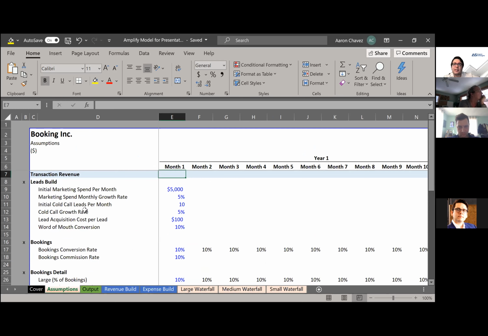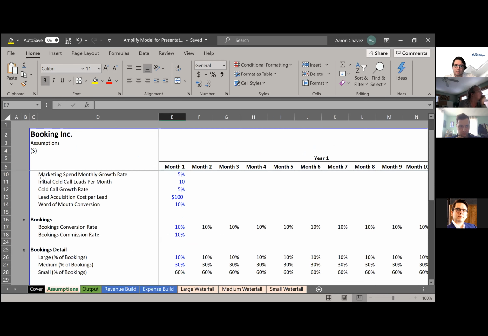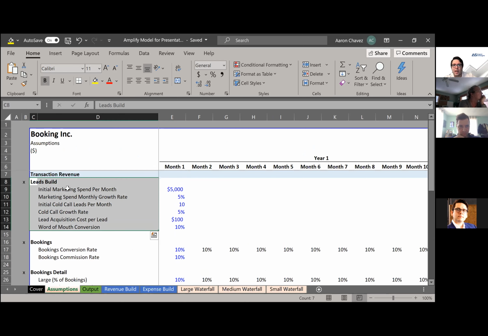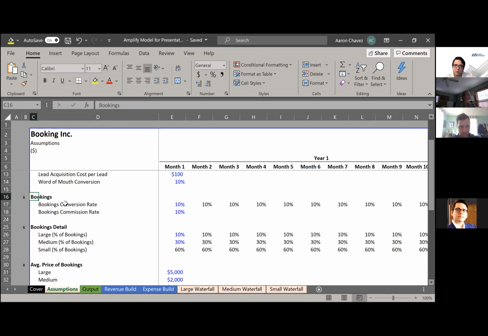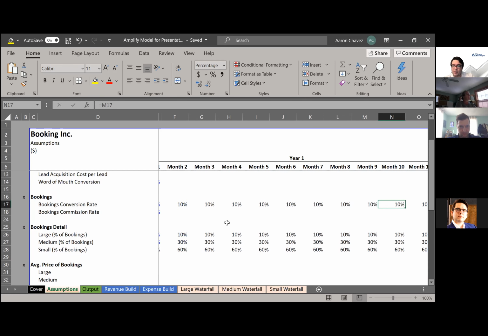So here you're going to see a lot of the primary revenue assumptions. We have our lead build, including how much we're going to spend per month, how much we're growing it per month, how many cold calls or how many cold leads are we getting per month, what's our lead acquisition cost, before we start converting anybody. For us, because we're in bookings, we want to obviously understand what's our booking rate, and what's our booking rate over time, and does it change?